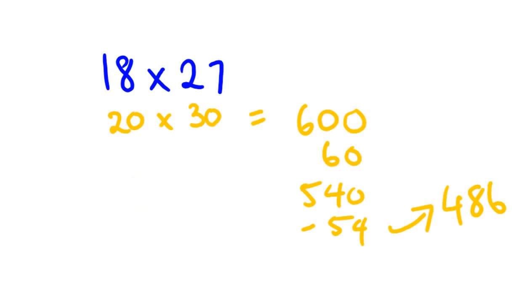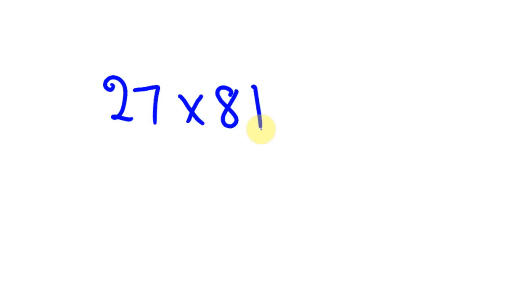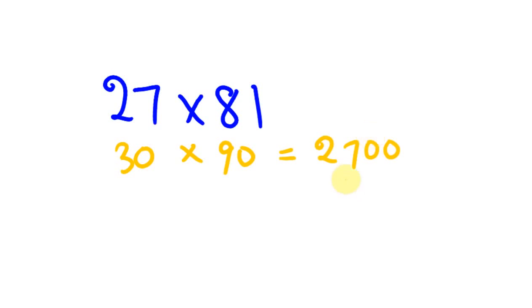What about one last one of those little ones? What about I give you 27 times 81? Let's round both of them up. Let's get really adventurous here. Round both up to 30 times 90. We're going to get this answer: 3 nines, 27, so 2,700. Take off 10%, which is 270. That's going to give us the answer of 2,430.